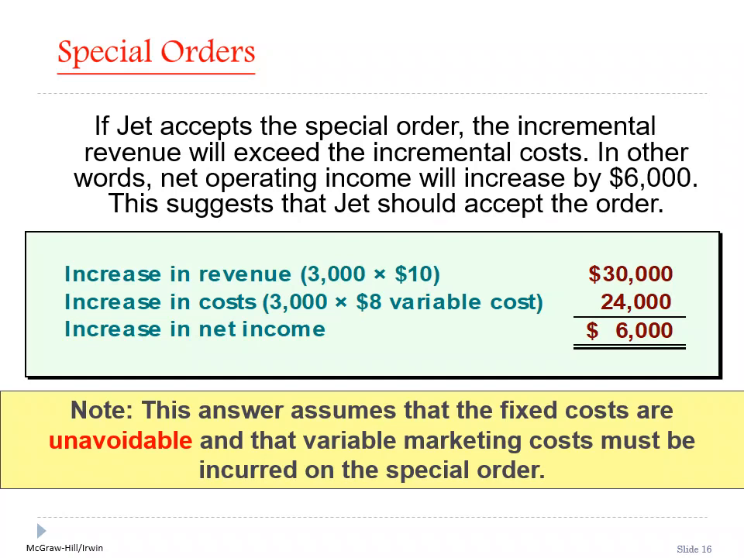To calculate this increase, first of all, we will calculate the increase in revenue. The units of the order, 3,000 units, multiplied by the selling price per unit of the order, $10. So the increase in the revenue will be $30,000. We will compare the increase in revenue with the increase in costs.